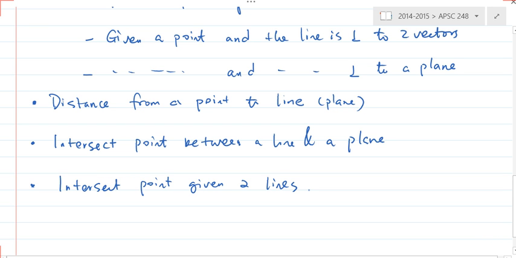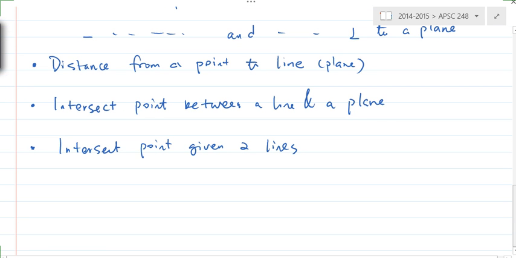But even if the 2 lines are not parallel to each other, they may not intersect each other. Because they could be in this kind of structure, which we call skewed. One of the assignment questions is about skew lines. Only when this doesn't happen do they intersect each other. So think about this.